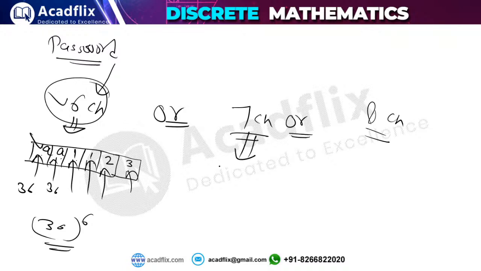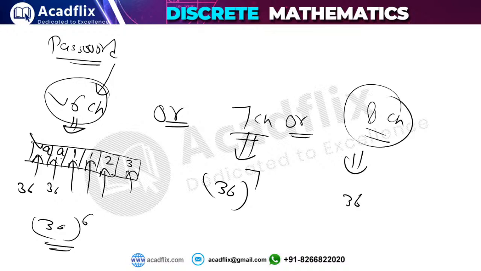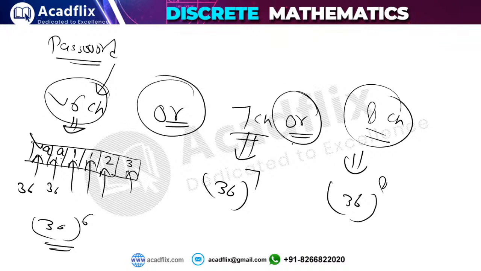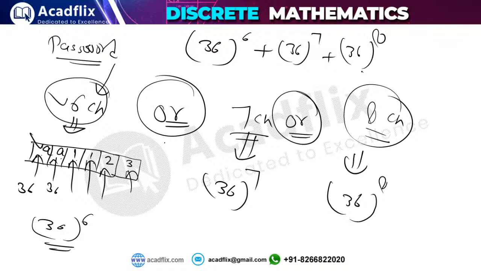How many 7-character passwords will there be? 36 power 7. How many 8-character passwords? 36 power 8. Now this is OR, so 36 power 6 plus 36 power 7 plus 36 power 8. This will be your answer.